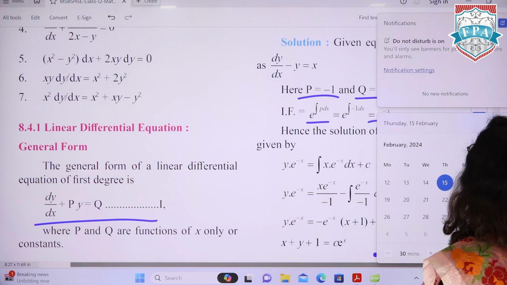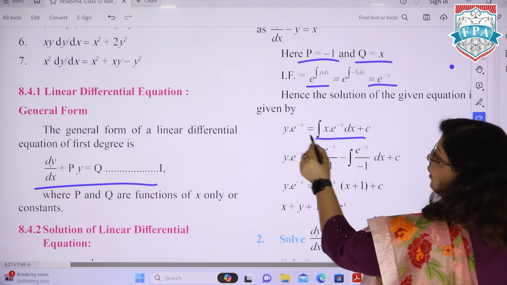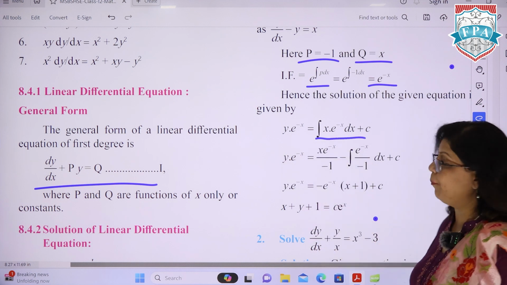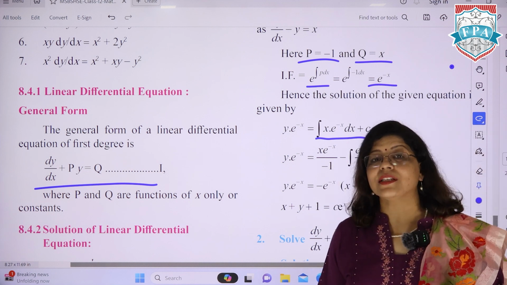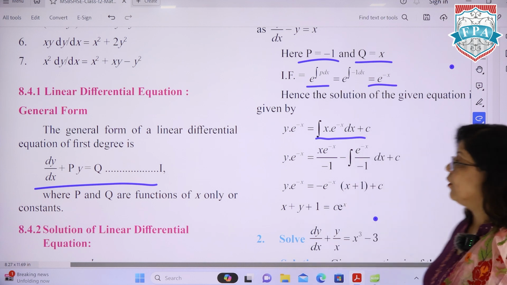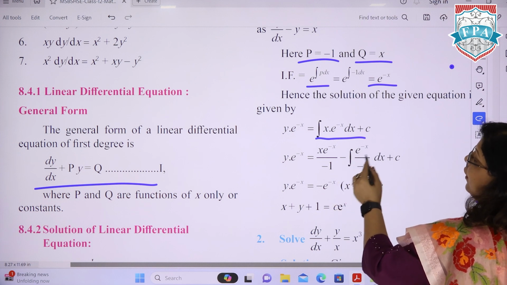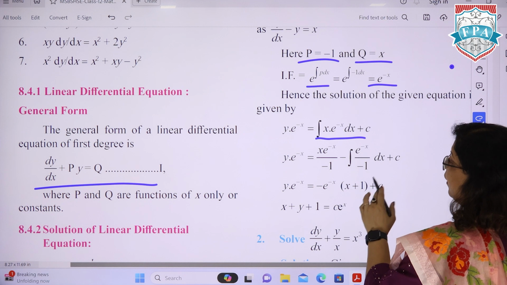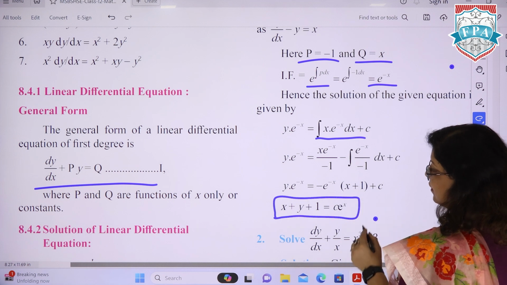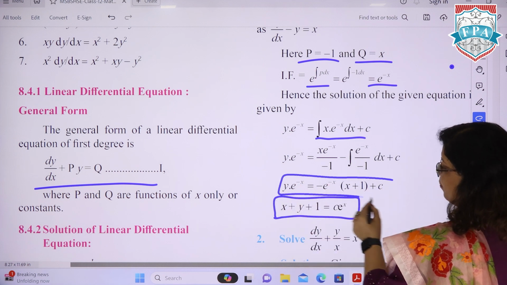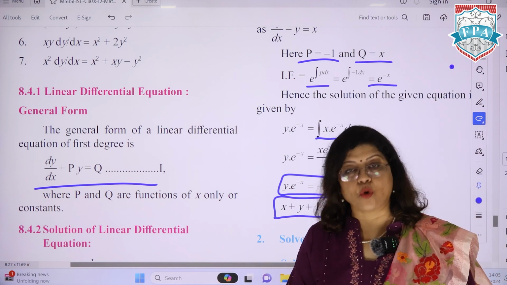Then what we have to do is just calculate the integration of this part, because the left hand side is already in solved format. When we calculate, here we will use the UV rule, that is integration by parts. So we'll come across x e to the power minus x by minus 1 minus integral of e to the power minus x by minus 1 dx, and then the final answer will be x plus y plus 1 is equal to cx, or in the format of this, which is plus c. So this is how a linear differential equation will be solved.